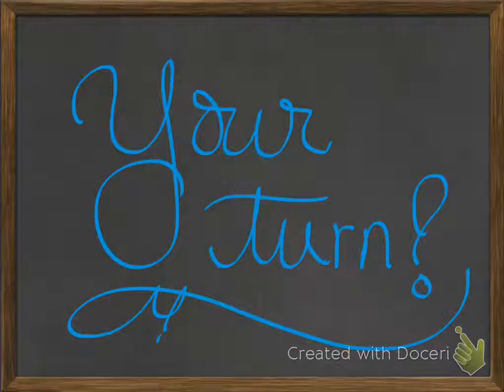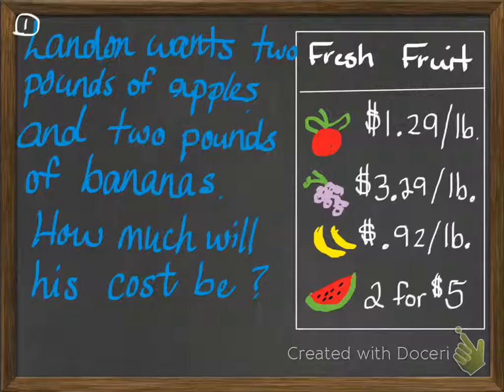All right, your turn. We're going to do a multi-step problem. Landon wants 2 pounds of apples and 2 pounds of bananas. How much will his cost be? Okay, so he's going to want to get the apples and the bananas. Make sure you find the important information. Try to solve the problem. Pause the video while you're solving it.